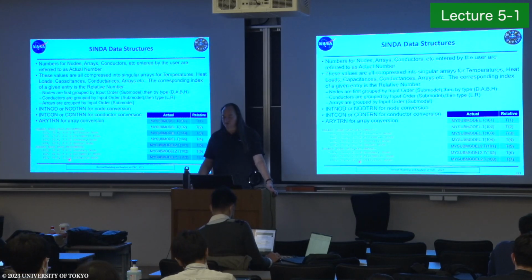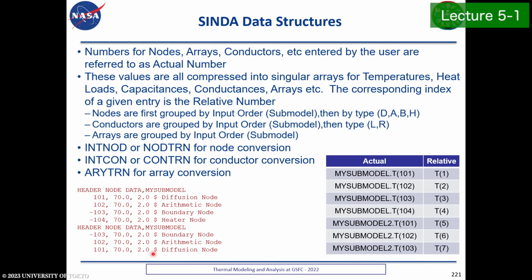So SINDA's data structures, when you list the submodels, you're going to have your header node data in my submodel 1, and you have header node data in my submodel 2. And so I have a diffusion node, an arithmetic node, a boundary node, a header node. This is the order that it's always going to store the data in. So it's always going to do all the diffusion nodes first, and then subsequently all the arithmetic nodes, then all of the boundary nodes and all the header nodes, regardless of the order you put them in here.